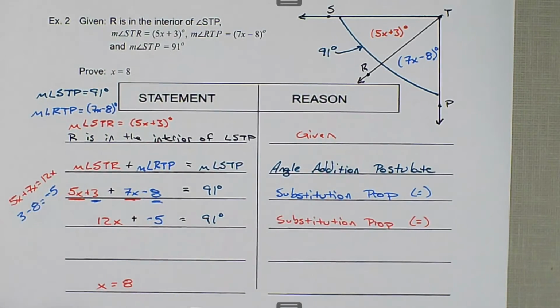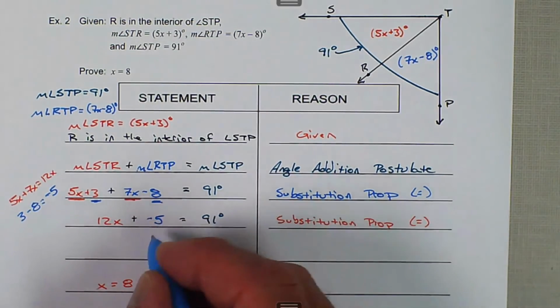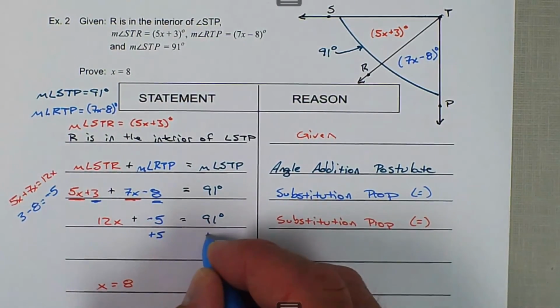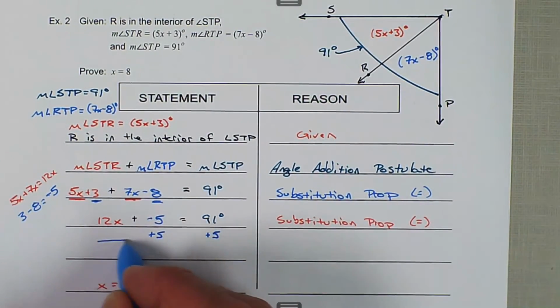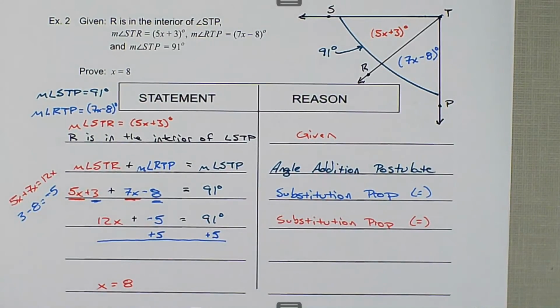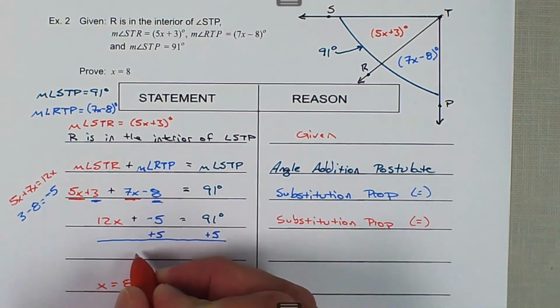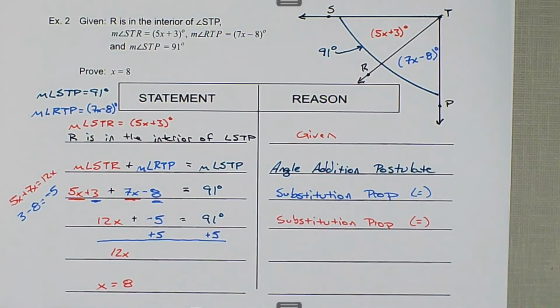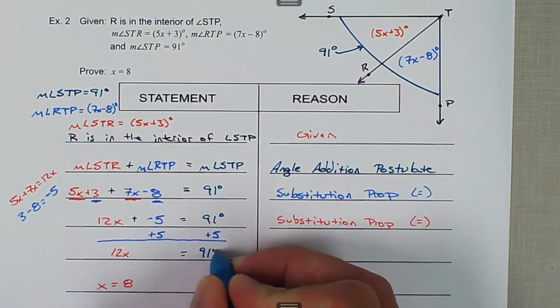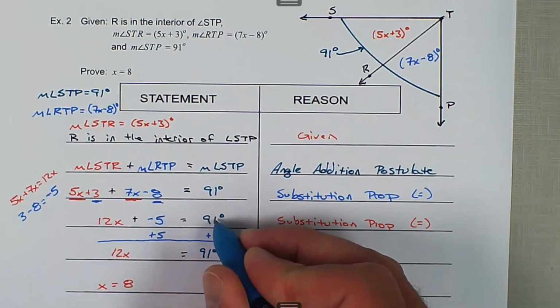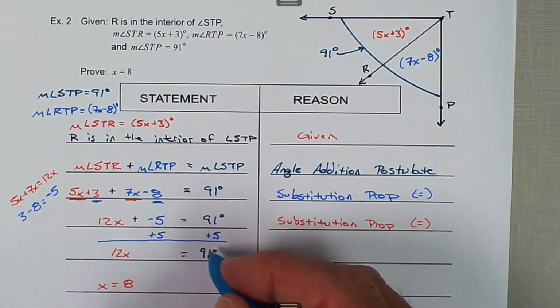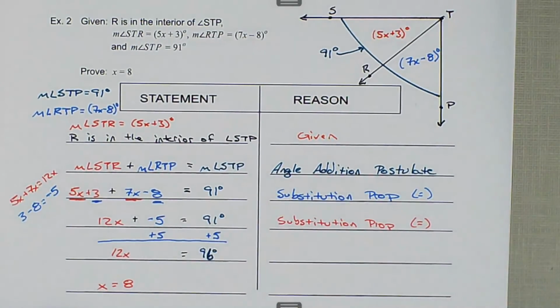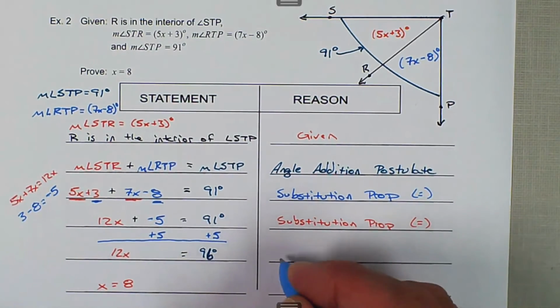Next step, we want to start solving for x. So if we add 5 to both sides, the 5's cancel, and we're left with 12x on this side, and that is equal to 91 plus 5. Oh, 96 degrees, because 1 plus 5 is 6. So that should be 96 degrees. And the reason that we can do that is the addition property of equality.